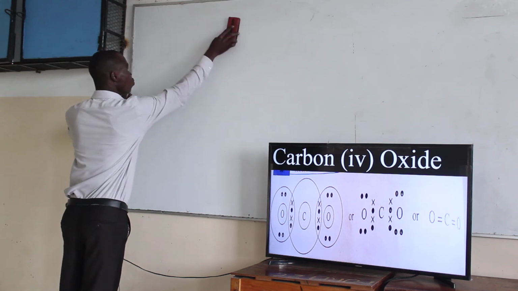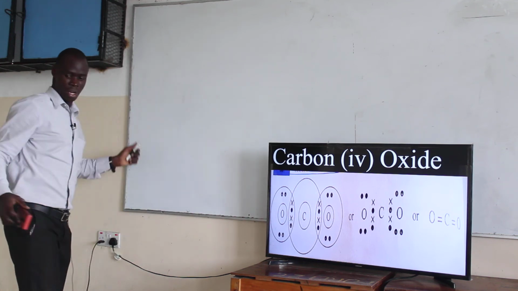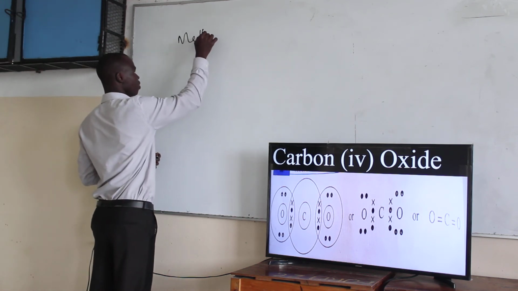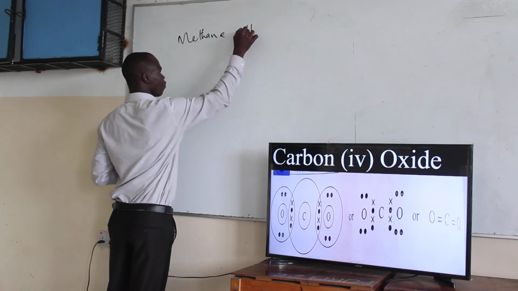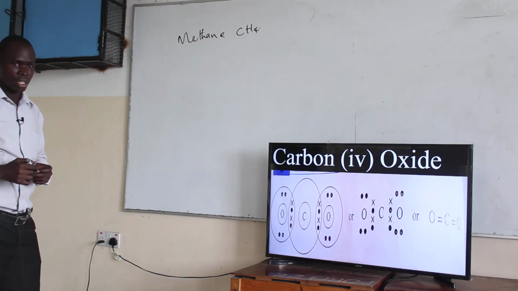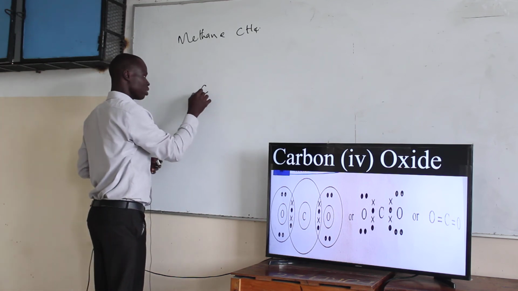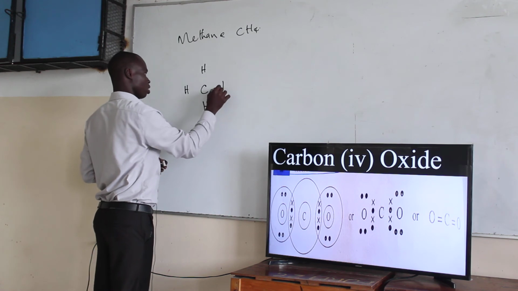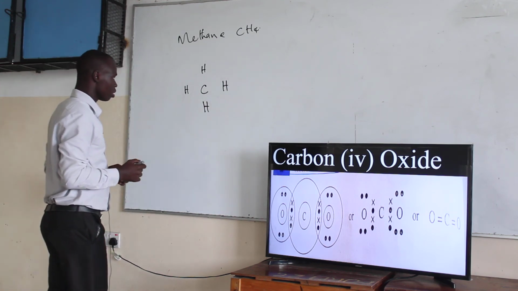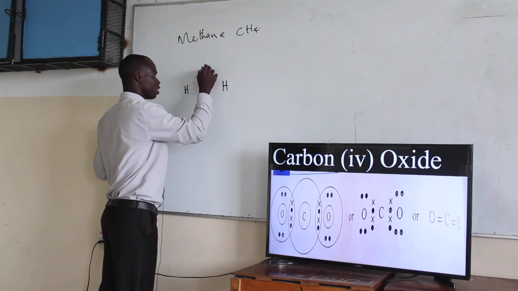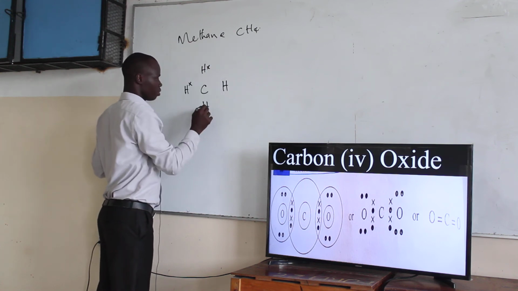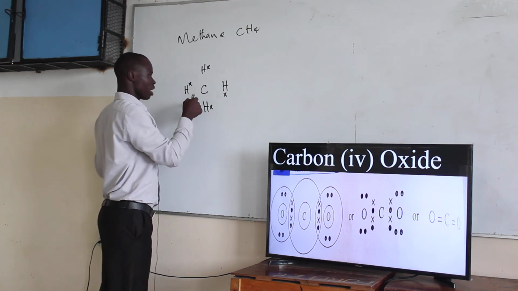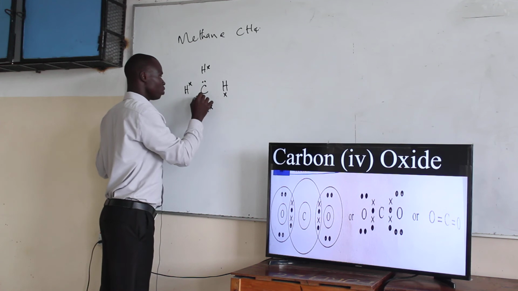Now, I want us to do one which is not in the example. A methane gas. Methane is written as CH4. That means we have 1 carbon here and 4 hydrogen. Now, hydrogen has got 1 here, 1 here, 1 here, 1 here. While carbon has got 1, 2, 3, 4.